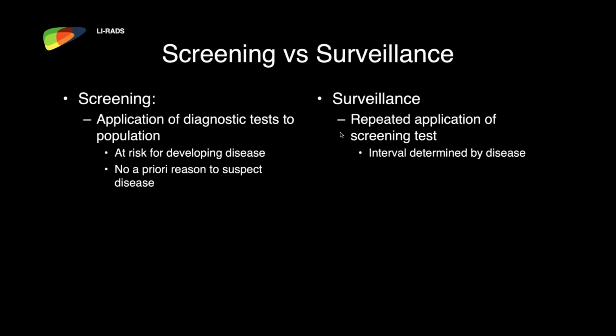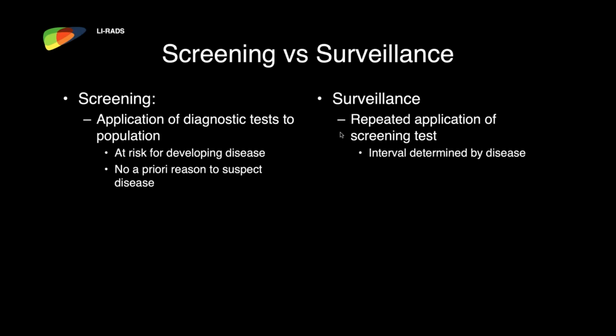So we use the words screening and surveillance a lot for HCC, and they're kind of similar terms, but I think it's important to understand the nuance and the difference between the two terms. So screening applies to when you apply a diagnostic test to a population that is at risk for developing a disease, but they should have no a priori reason to suspect already having that disease. So it's the first time you apply that diagnostic test.